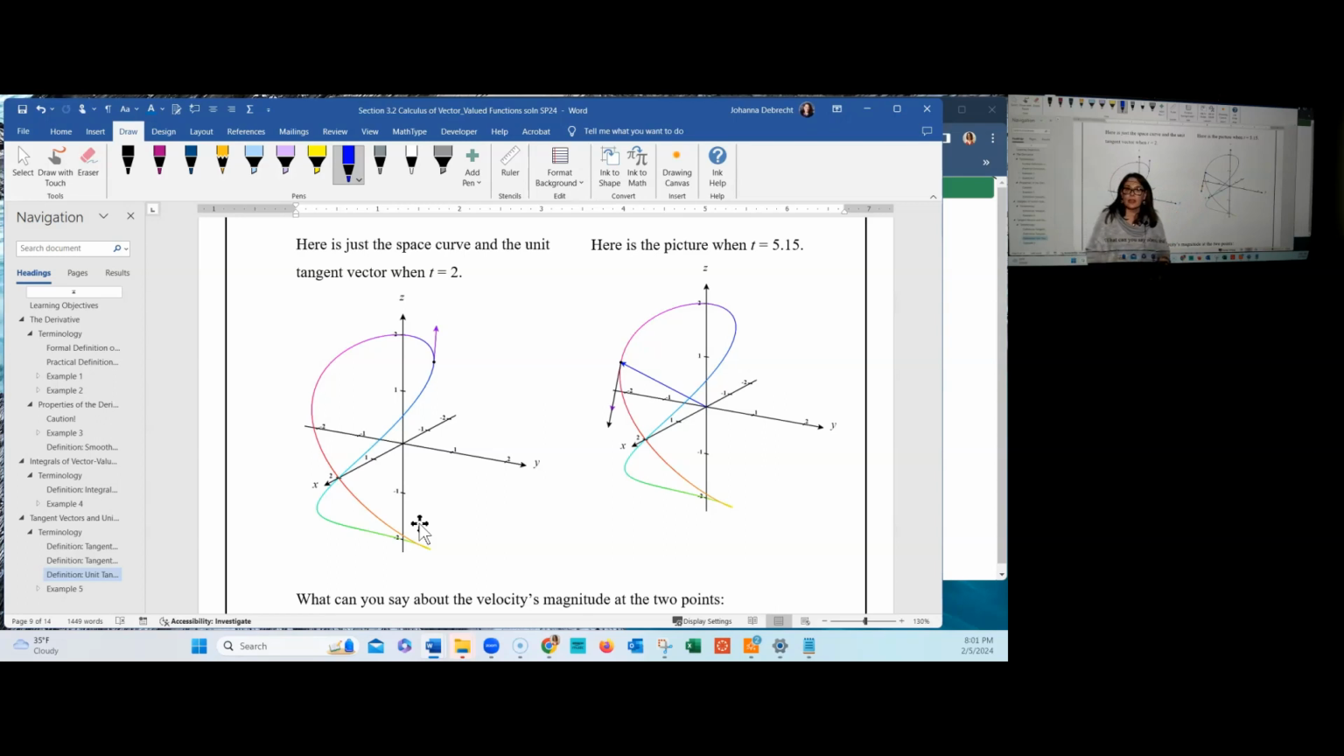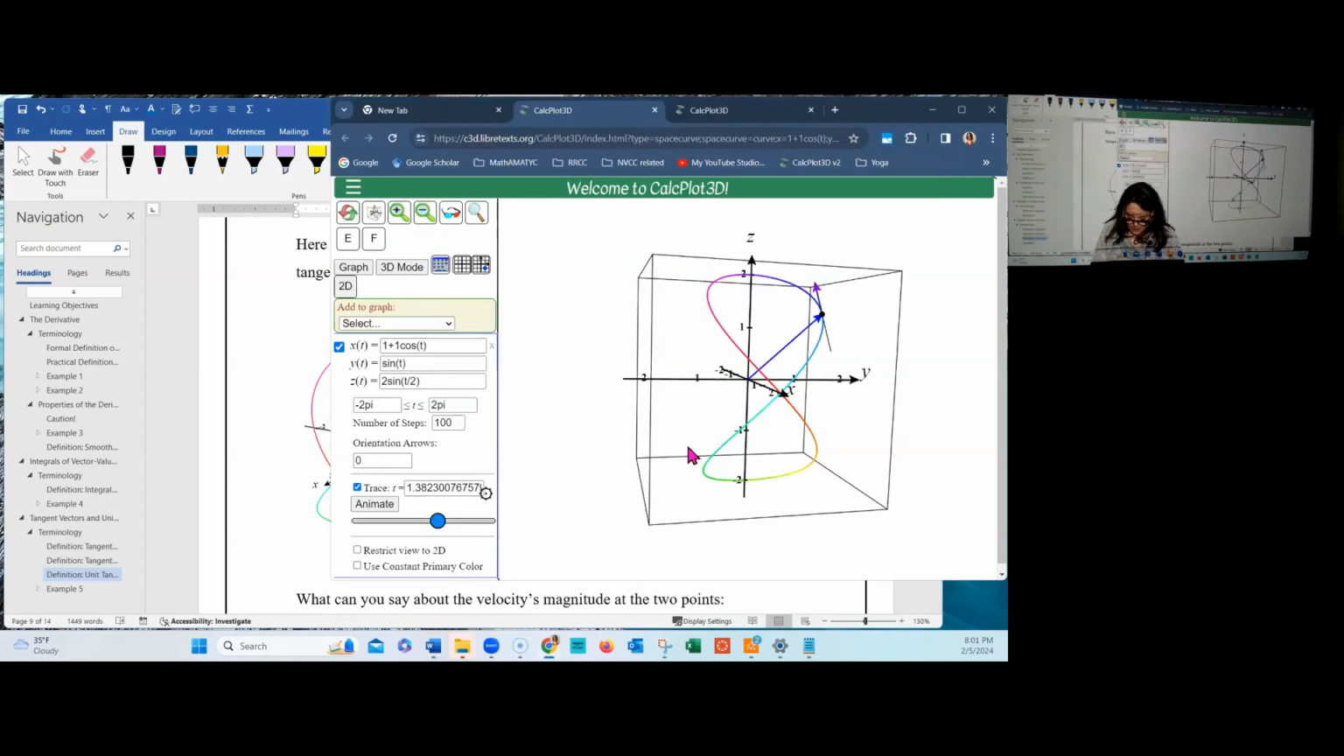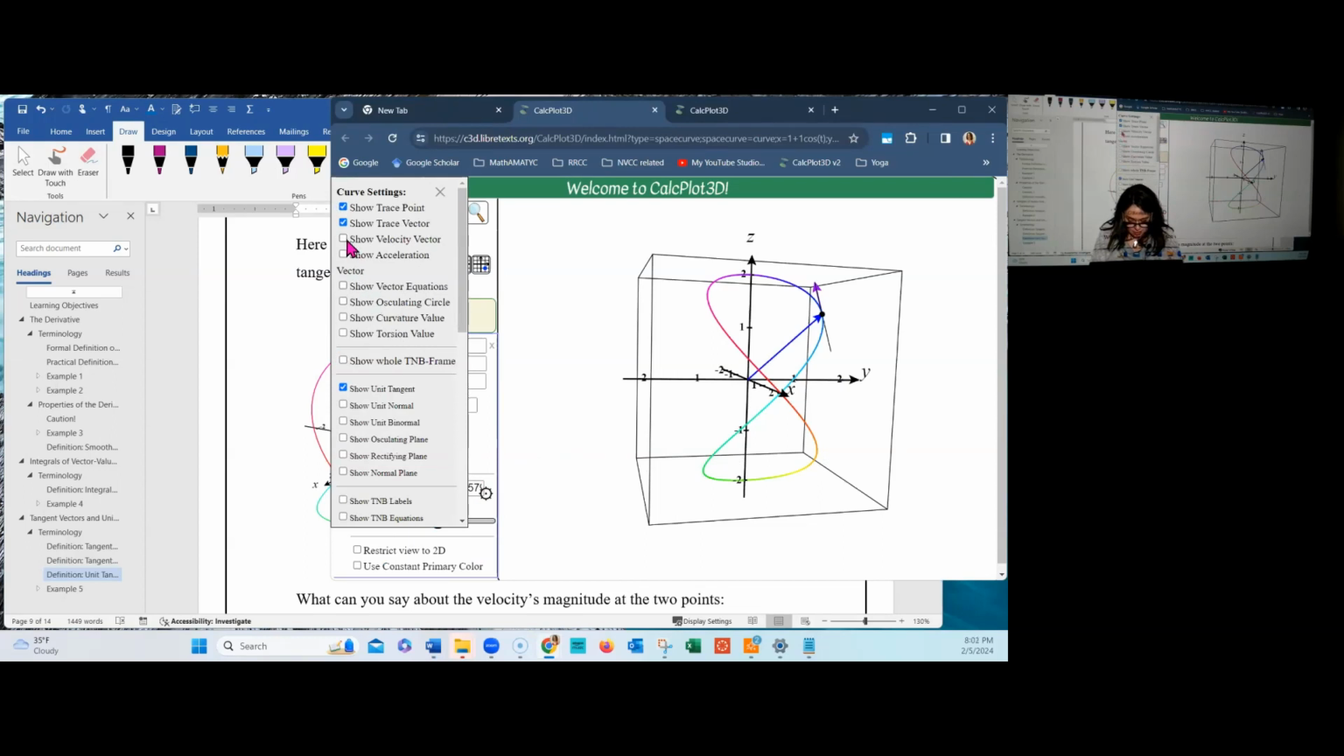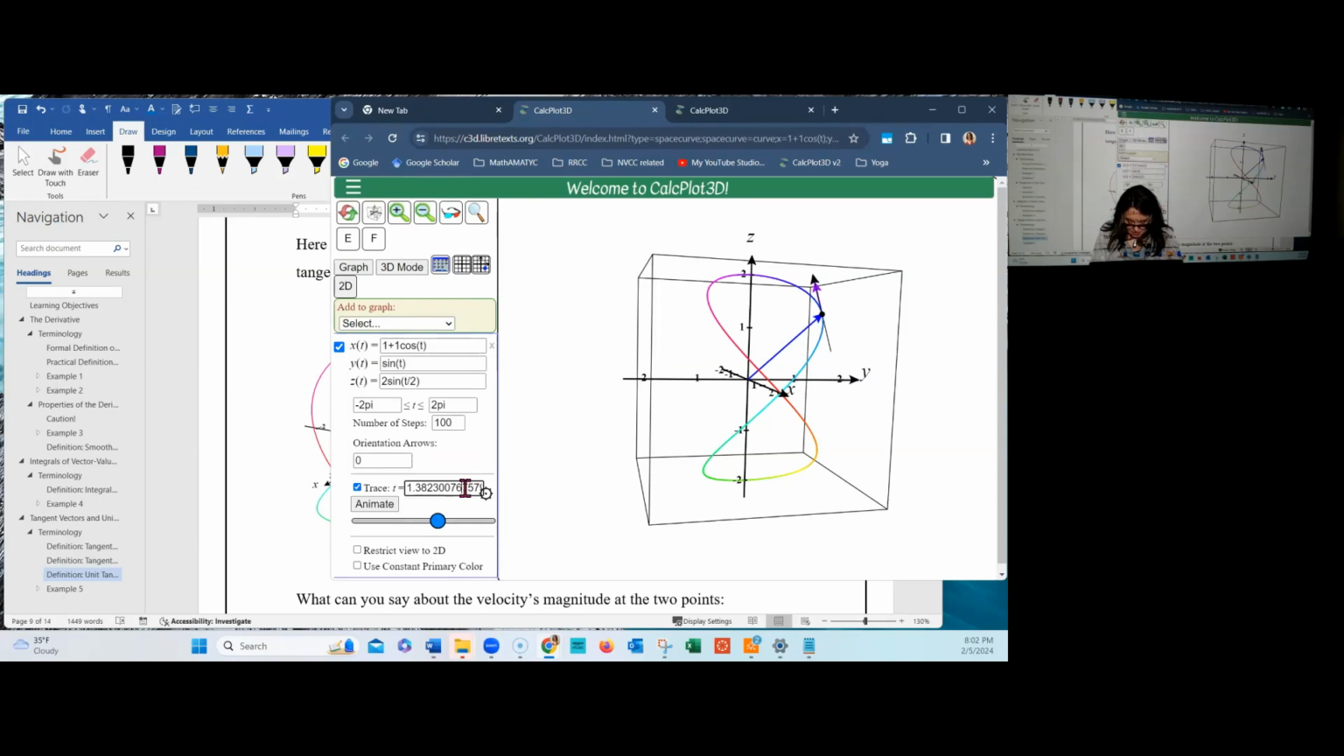So let's take a look at the same thing, but let's add the velocity vector back onto the graph. Let's make sure that the velocity vector is graphing, which it is not. So let's put it on, and now I can see it. All right, and I want this at 2, so I'm just going to hit 2 and hit enter. Notice that in this particular picture, the velocity vector is just barely longer than the unit tangent vector. So the velocity vector is not very large, as opposed to when I look at 5.15.